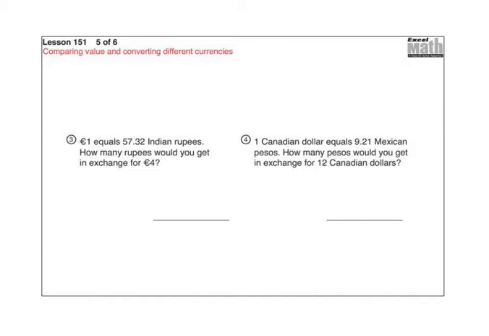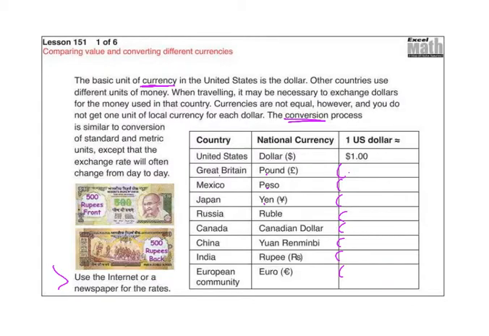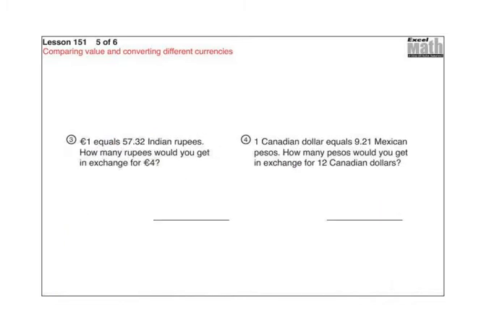Number 3. What is that, a pound? Let's go back and look. I don't remember what that one is. No, euro. That's a euro. Okay, 1 euro equals 57.32 Indian rupees. How many rupees would you get exchanged for 4 euros?